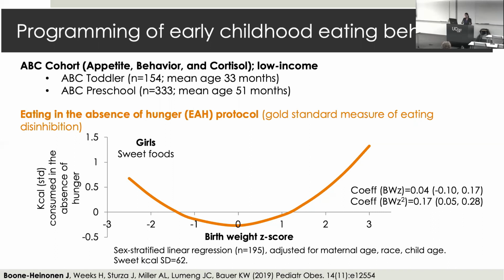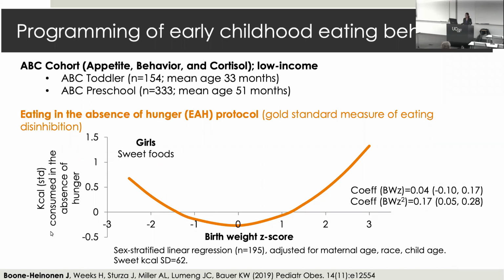And they collected, as you can imagine, a very wide range of data, including this eating in the absence of hunger protocol. So this is the gold standard measure of eating disinhibition. What this does is essentially you bring the kids in and you feed them a preload meal until they're full. And then they're moved to a different location where they have a variety of sweet and salty snacks, and there's toys. Essentially you leave them for 10 minutes, observe, and then determine how much of the snacks they ate and which kind. Okay, so this is how much they are consuming after they were already full.